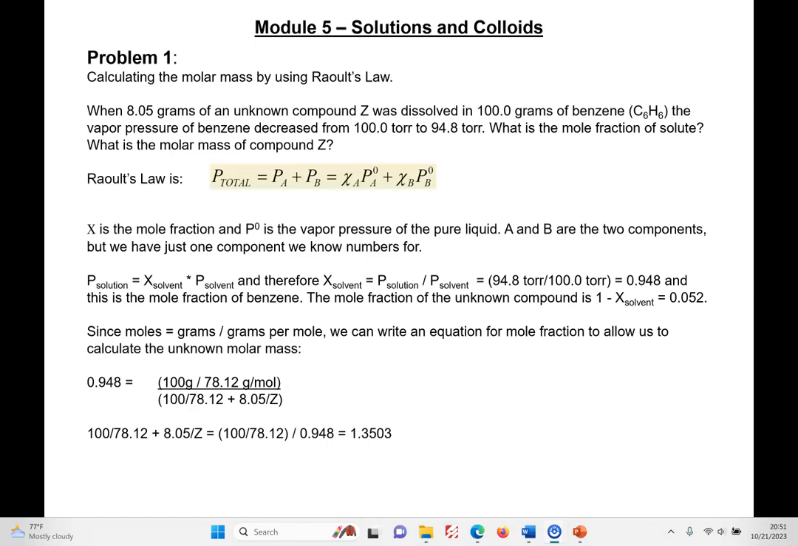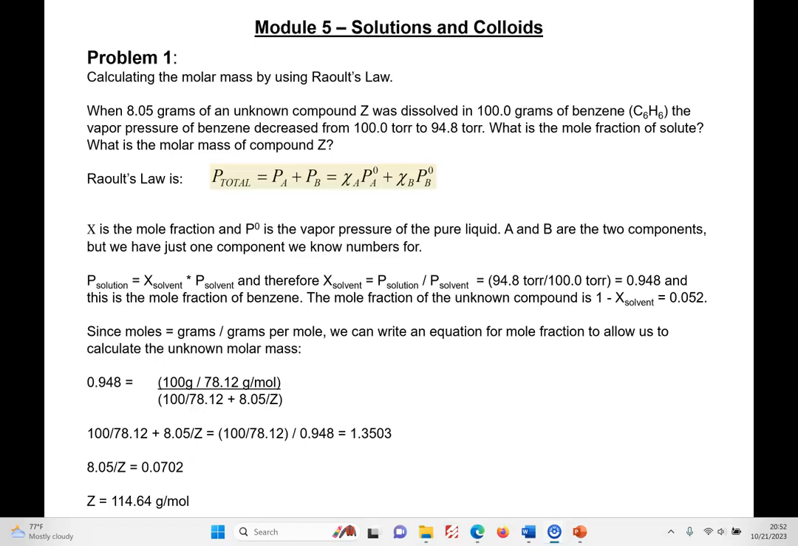Okay, so now let's just do a little bit of math here. We can rearrange this, and we get 100 divided by 78.12 plus 8.05 divided by Z. That's equal to 100 divided by 78.12 divided by 0.948. We do that arithmetic, we get 1.3503. So really what we have here is that 8.05 divided by Z is 0.0702. We solve for Z, we get 114.64 grams per mole.